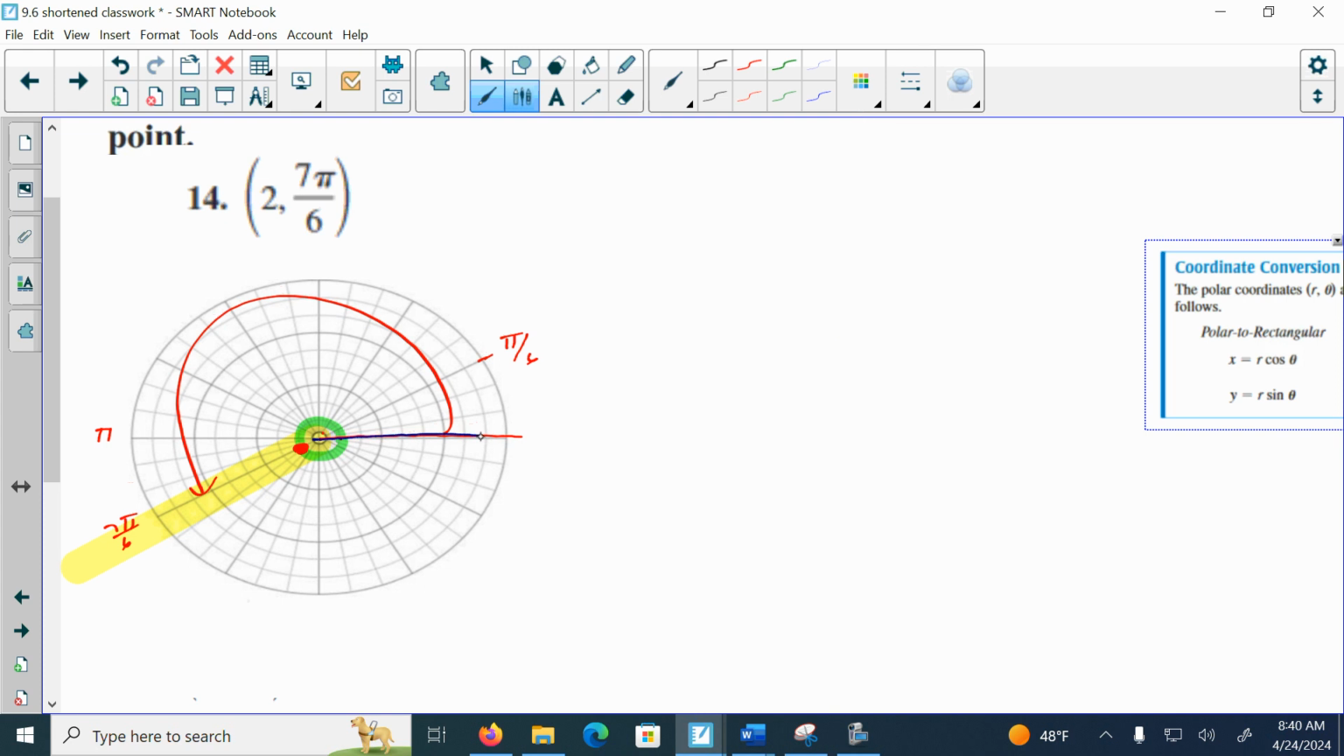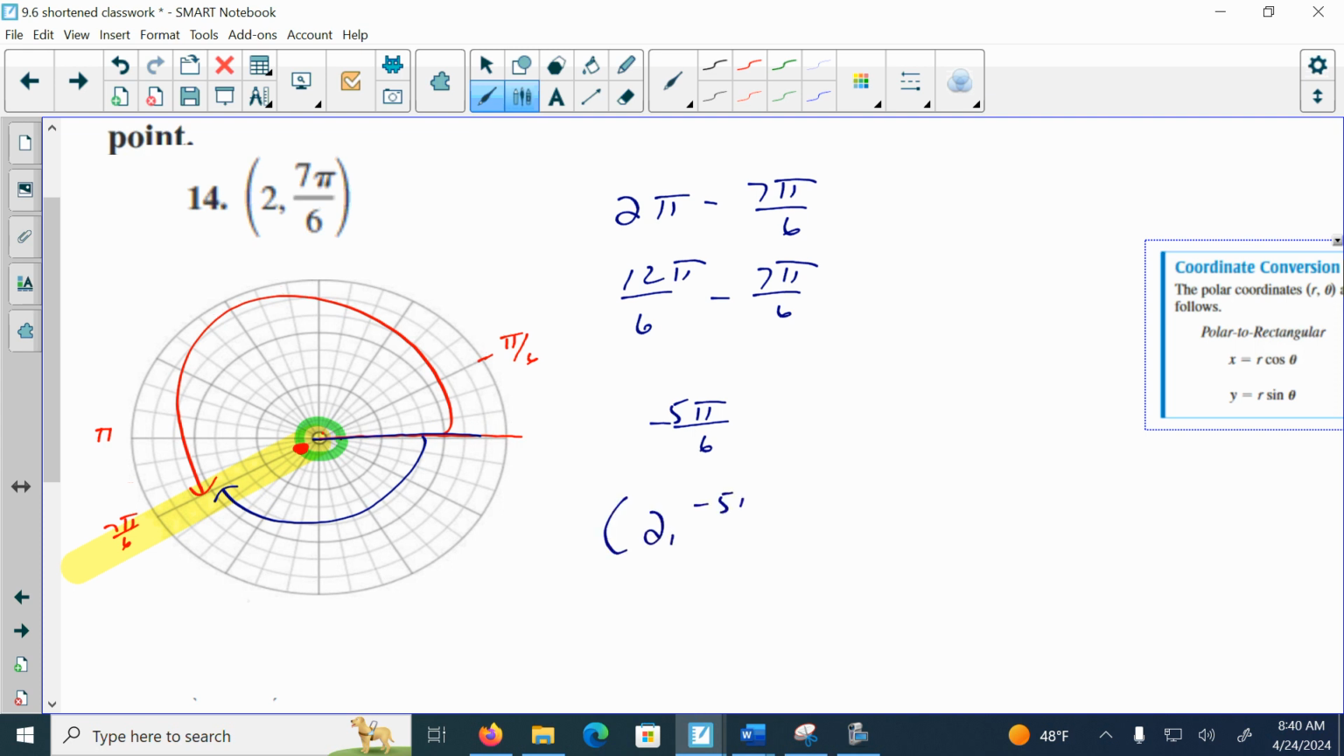Instead of going counterclockwise, I could have gone clockwise, which means I'm going to subtract 2 pi from that. So I'm going to take 2 pi, and I'm going to subtract 7 pi over 6. And so that would be 12 pi over 6 minus 7 pi over 6. And that's going to give me 5 pi over 6. But I'm going to make that negative. So this will be (2, negative 5 pi over 6).